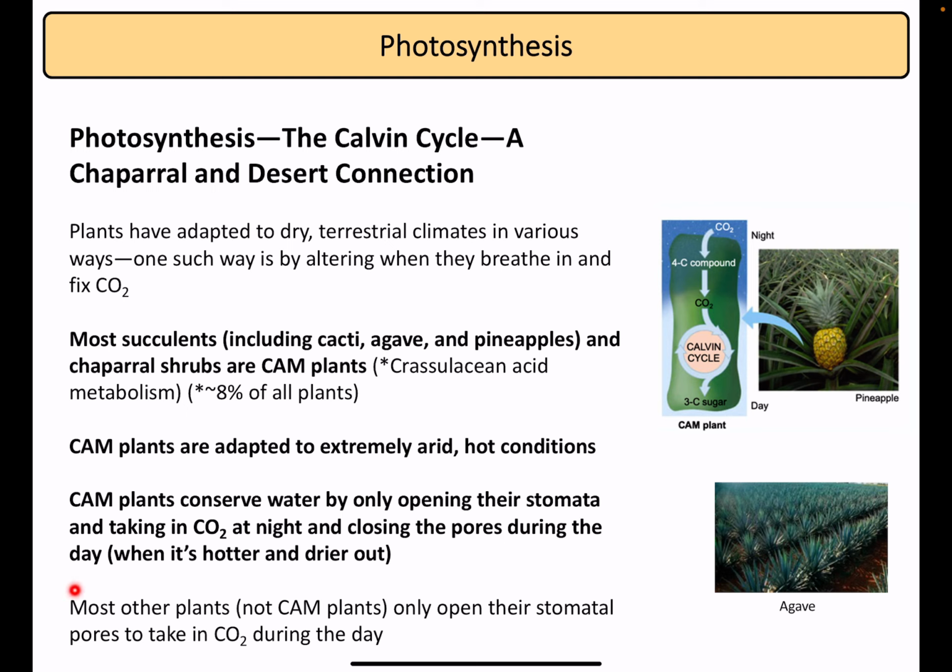Now, all other plants that are not CAM plants, they traditionally just take in CO2 during the day, and they open their pores during the day. But those are usually plants that are in more temperate or tropical environments where water is not limiting.